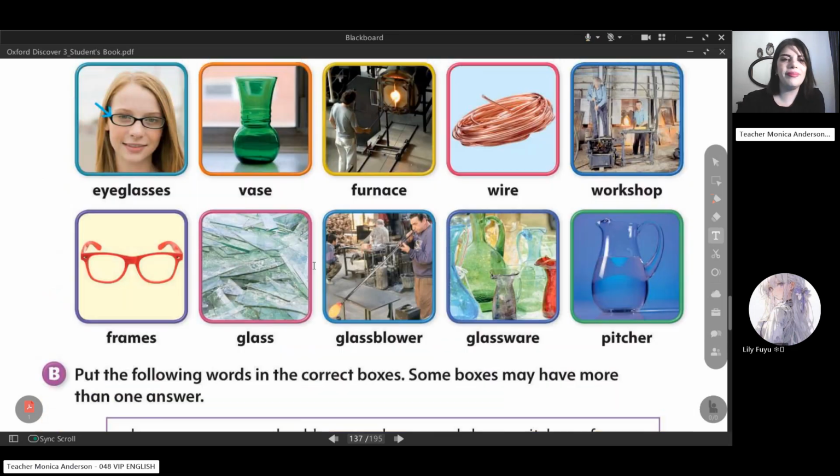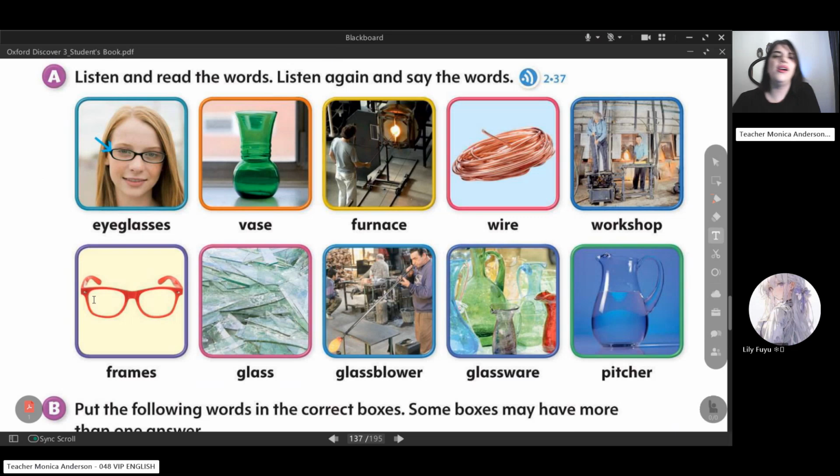Unit 14. Get ready. Words. A. Listen and read the words. Listen again and say the words. Eyeglasses. Vase. Furnace. Wire. Workshop. Frames. Glass. Glassblower. Glassware. Pitcher.